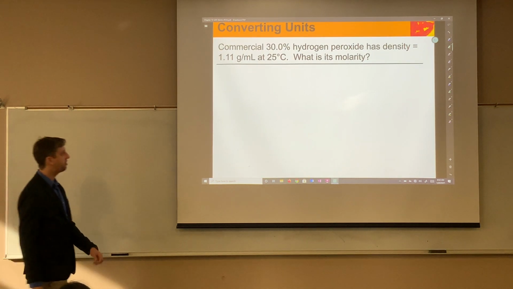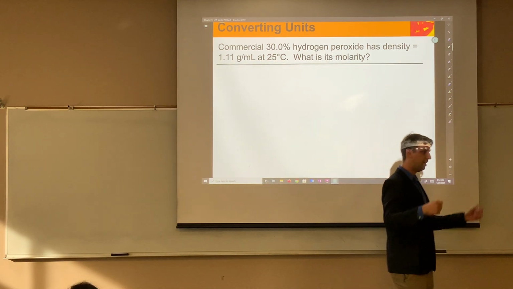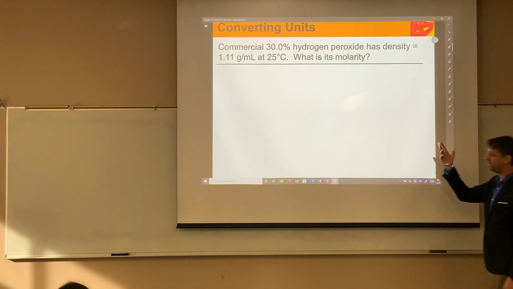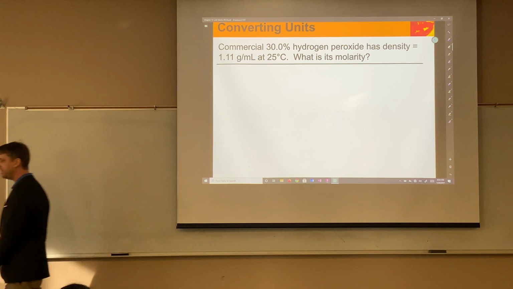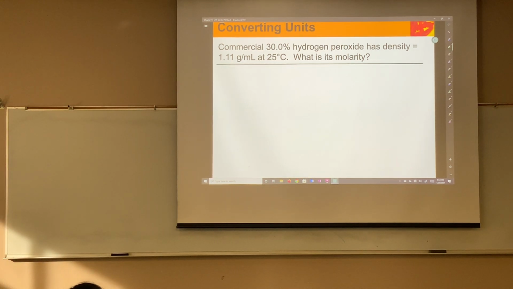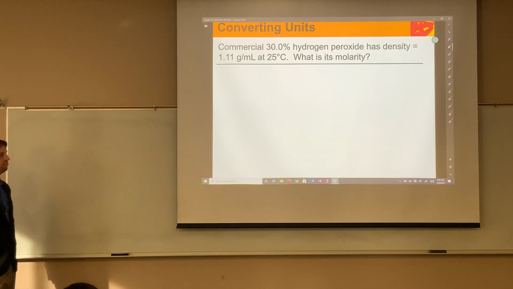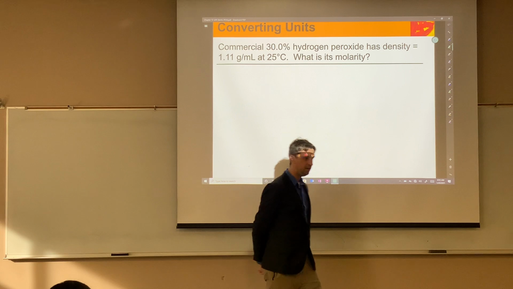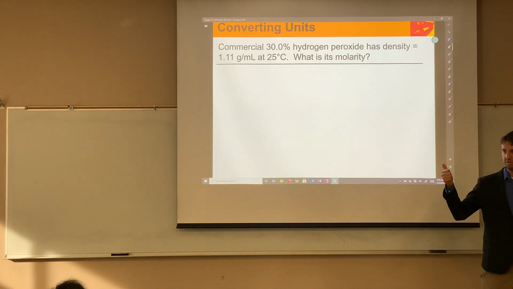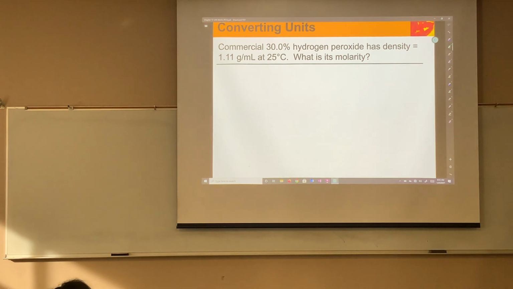Okay, so commercial 30% hydrogen peroxide has a density, and it's asking what is the molarity. Going back a little bit to molarity there: to calculate molarity, not molality, what do we need? Moles and volume, liters. But I gave you a percentage and a density instead of any of those things.